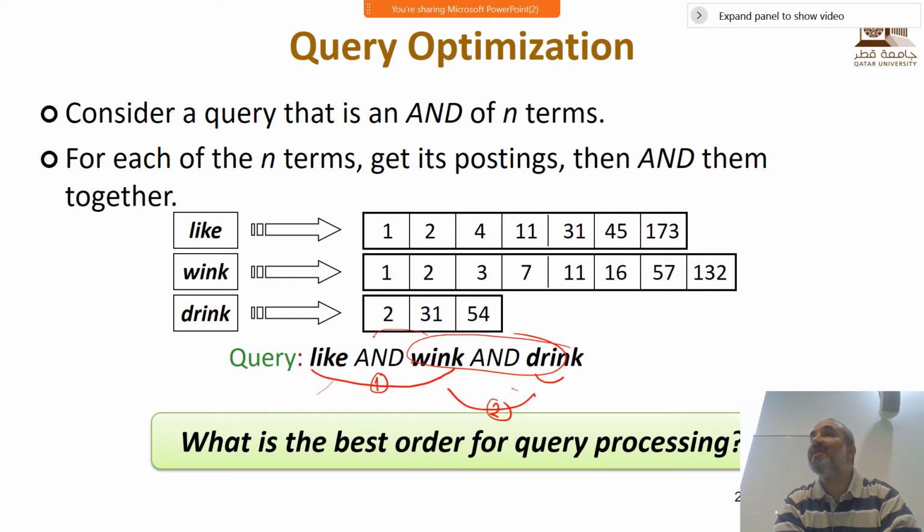Where is the question? Think about that. So we talked about AND here, right? So what if we have OR? Will it make a difference or not? Think about it.